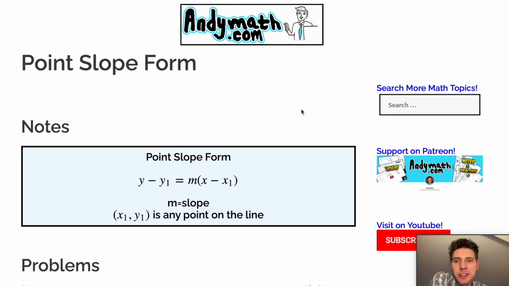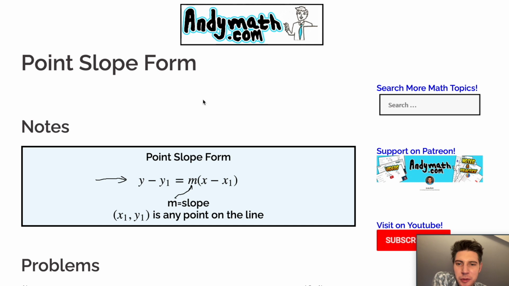So we're going to talk about point slope form. It's y minus y1 equals m times x minus x1, where m is your slope, whatever your slope is, and (x1, y1) is some point on your line. Usually it's given to you, or you can find it on the graph.